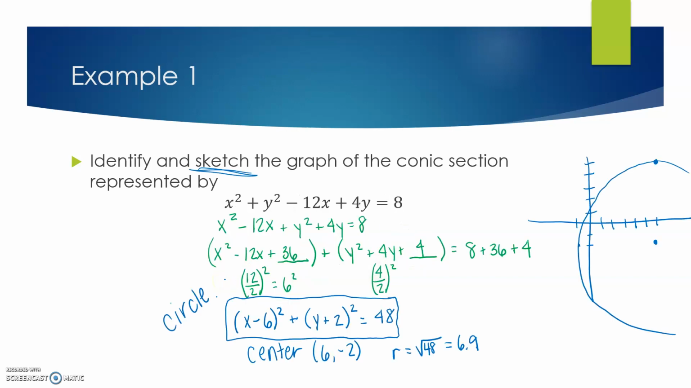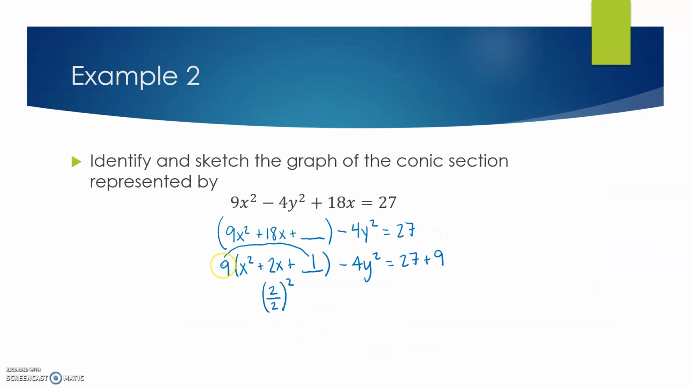On this problem back here, there was no number in front, so I just added 36. I just added 4, but here I have to multiply by 9. So I'm going to get 9, and I'm going to jump to that factoring because that's the point of completing the square. X plus 1 squared minus 4y squared equals 27 plus 9, which would give us 36.